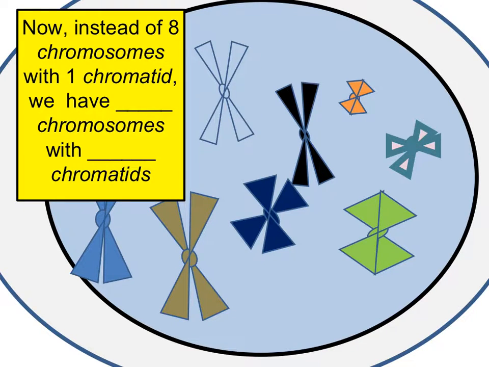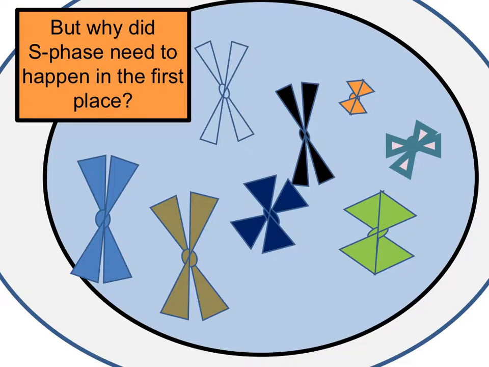Let's see how well you remember the verbiage here. Now, instead of 8 chromosomes with 1 chromatid, we have what? How many chromosomes with how many chromatids? So hopefully you said we would have 8 chromosomes, each with 2 chromatids.